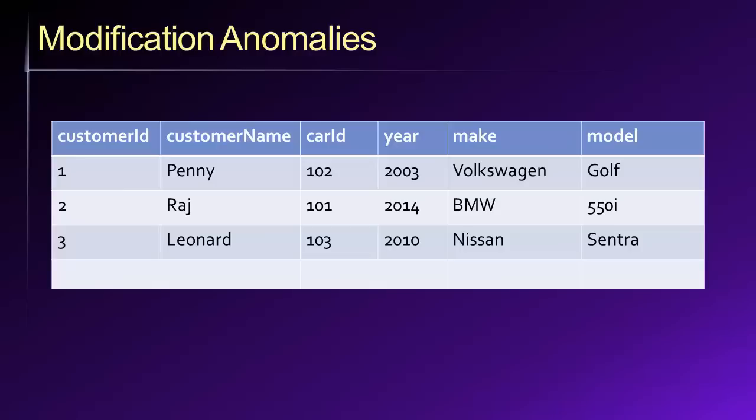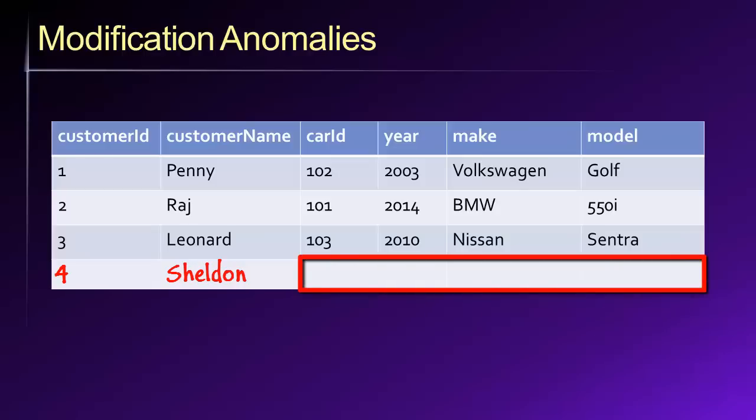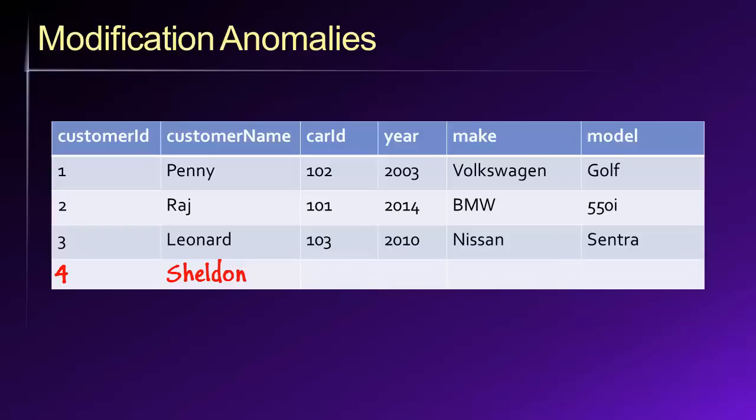Next, let's consider an insertion anomaly. Say that we want to add a new customer to our table. Perhaps this customer's name is Sheldon, but Sheldon doesn't drive. So we add information about Sheldon into the table, but the result is that we now have many missing values in our list. This is wasted space. And we might consider this to be an insertion anomaly.